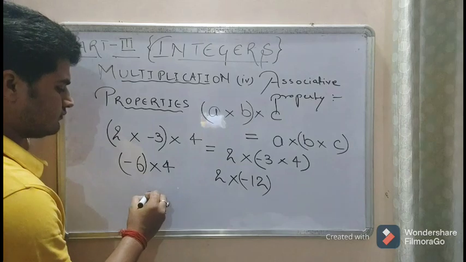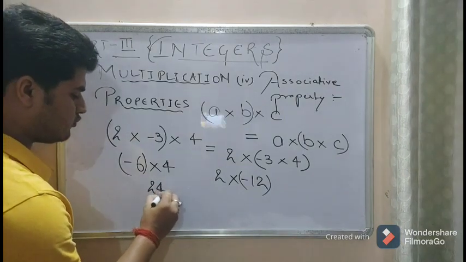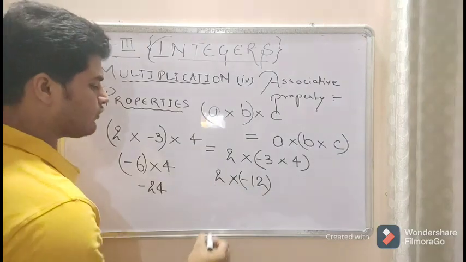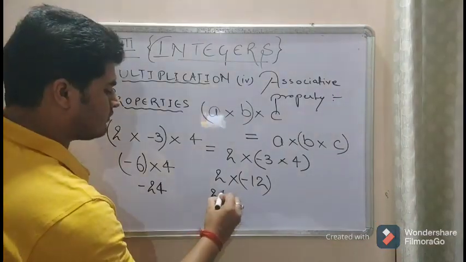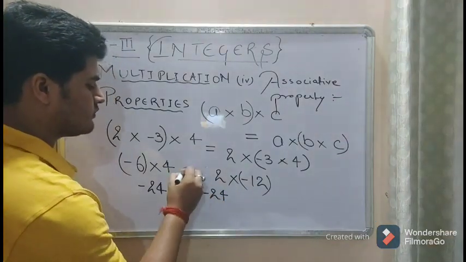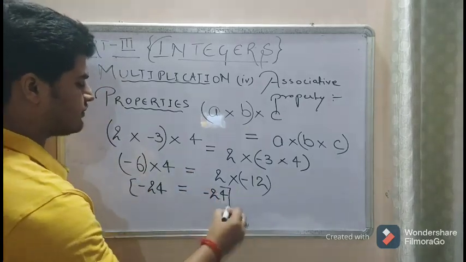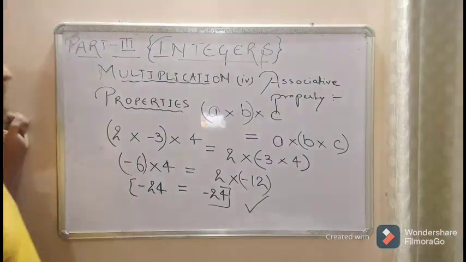-6 into 4, 6 4s are 24, with a minus sign. 2 into -12, 12 2s are 24, with the minus sign. So the result is coming out to be the same. So the associative property is being followed by multiplication.